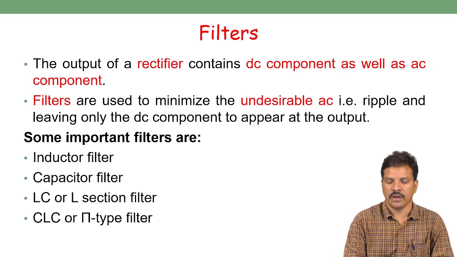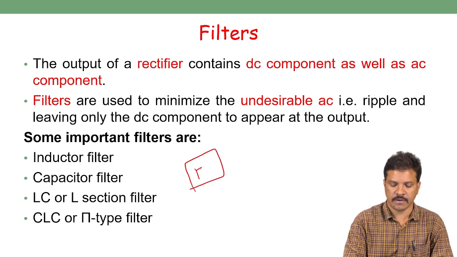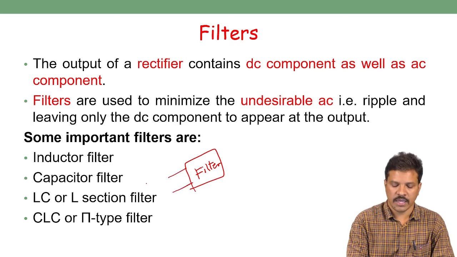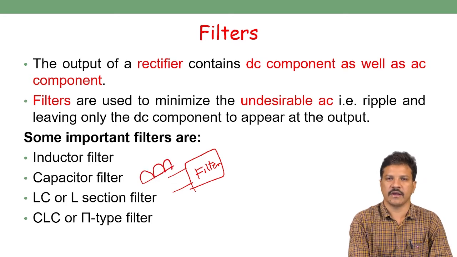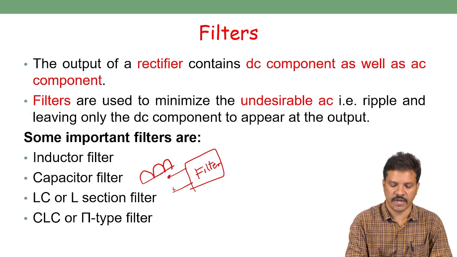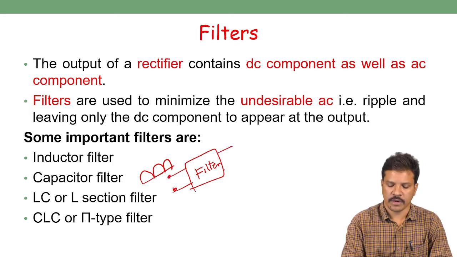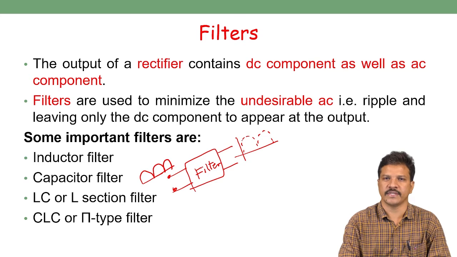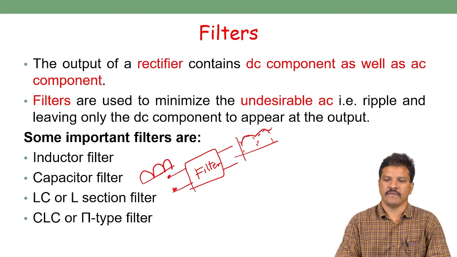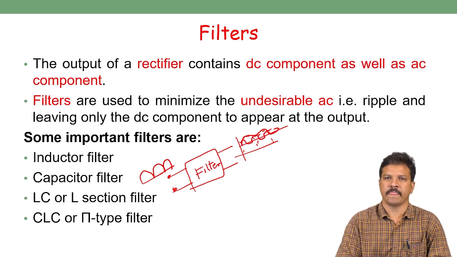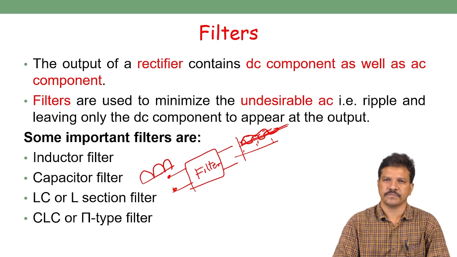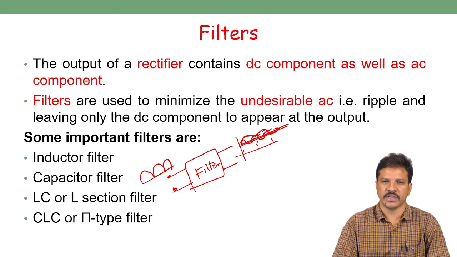The basic simple filter circuit: whenever we give the rectified output, let us take a full wave rectifier, the output is given to the input of the filter. The filter output may contain an AC component and also a DC component. That may be some kind of AC signal, and this is the DC component. So when we use filters, we can reduce the AC components which exist in the rectified output.